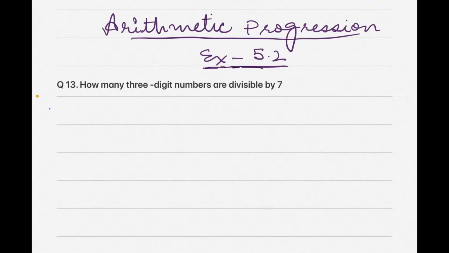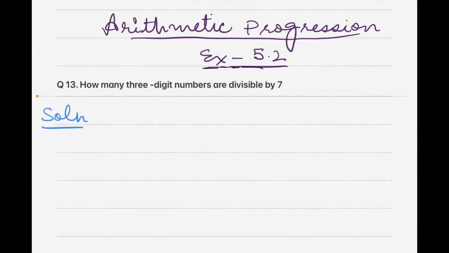Okay guys, so we have done a few questions of exercise 5.2 in our previous videos. So now again we are continuing with the chapter of arithmetic progression, exercise 5.2, and we are on question number 13. So we are supposed to do that. Now they say, how many 3-digit numbers are divisible by 7? Okay, so now first I have to find the AP, the numbers divisible.